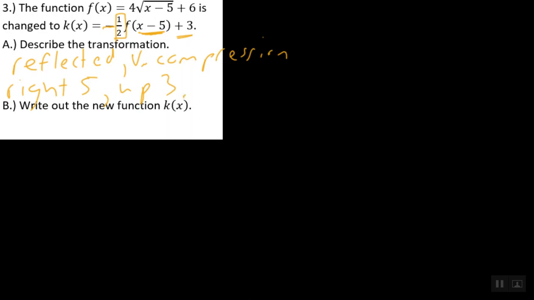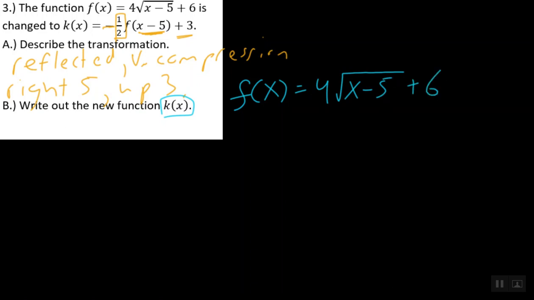However, the tricky part is going to be writing out our new function, k of x. Okay, so I have f of x is equal to 4 square roots of x minus 5 plus 6. And my new function, k of x, is going to equal, the rule is -1/2. And remember, I'm going to use different colors here. -1/2 f of x minus 5 inside the function plus 3 on the outside of the function.